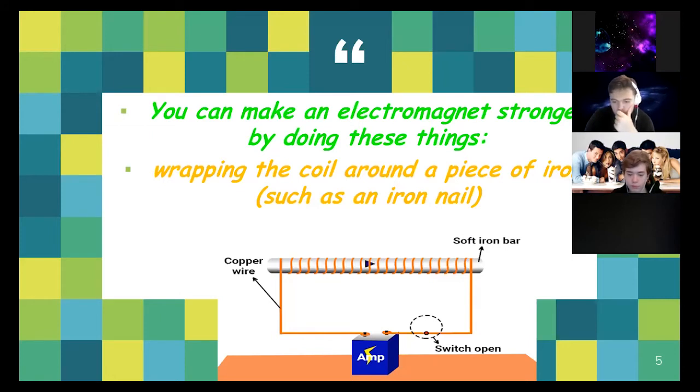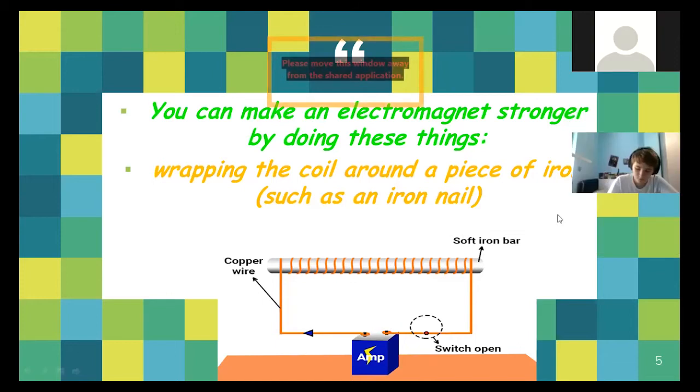But why do we put a soft iron bar into a coil of wire? What do you think? Why should we use this kind of material to increase the strength of an electromagnet? Davis? Why do we use iron to increase the strength of an electromagnet? Do you have any idea?